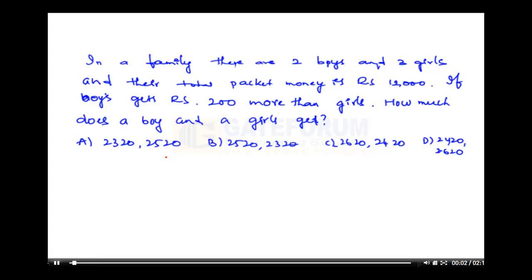Here in this problem, given that 100 more than a girl, then how much does a boy and girl get?